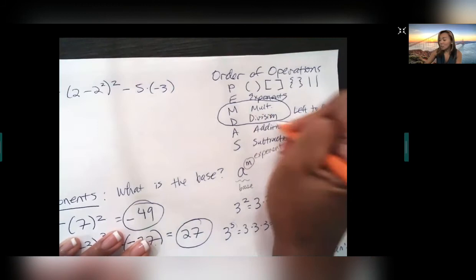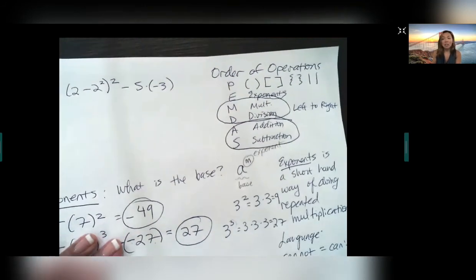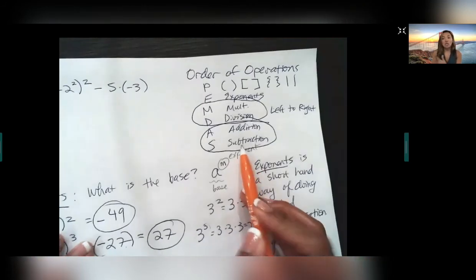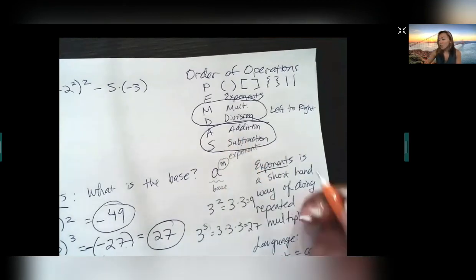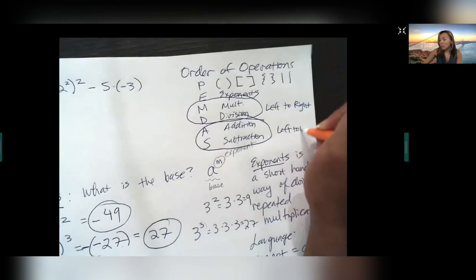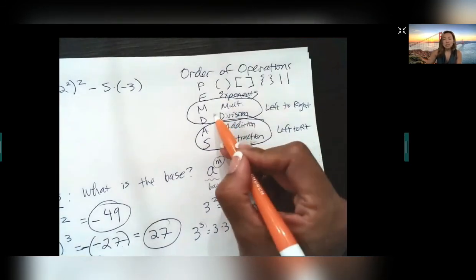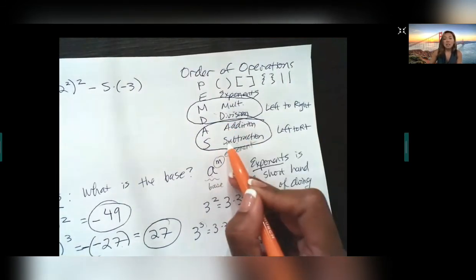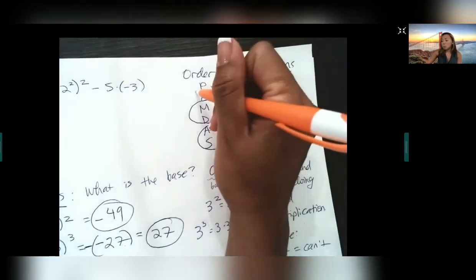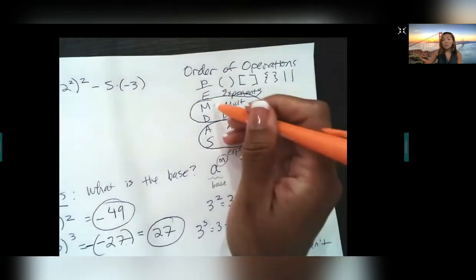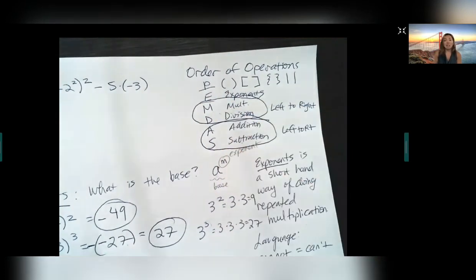Same thing with addition and subtraction. They're the inverse of each other. If you remember, if we do subtraction, we could change it to addition by changing the second number to its opposite. So here we also go left to right. These two operations are considered one operation, and these two are considered one. So when we see these, we go left to right. But first we do parentheses, exponents, then multiplication, division, then addition, subtraction.